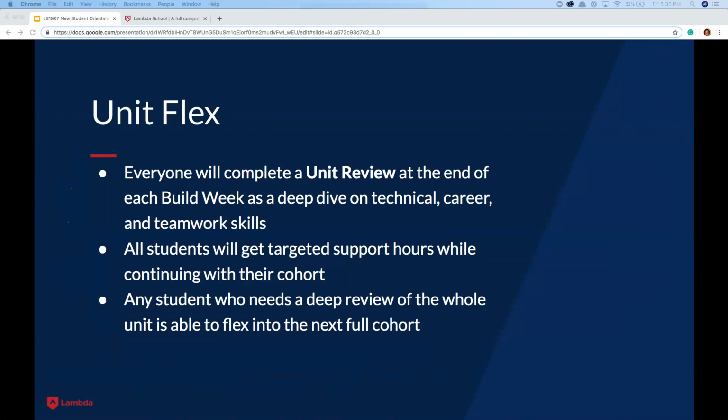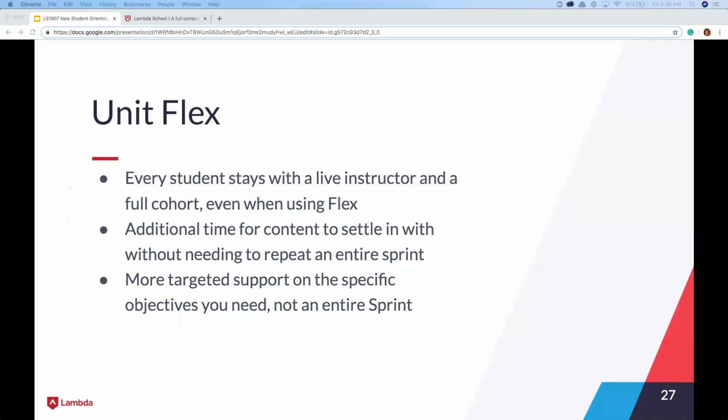So we've designed Unit Flex so students can have differentiated support with targeted support hours while continuing in their cohort, okay? If you need to flex after completing a build week and the unit review, you will absolutely be able to. So in short, the Unit Flex model, we can support you immediately on specific objectives that you need help with.